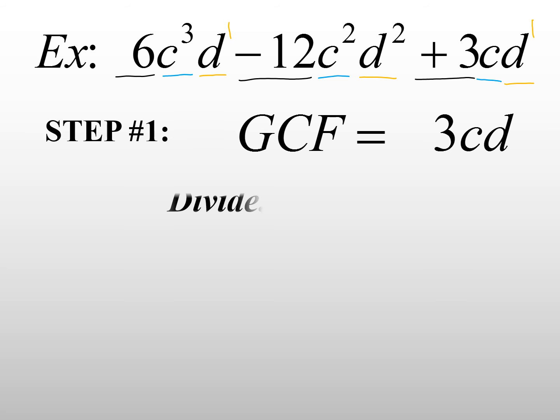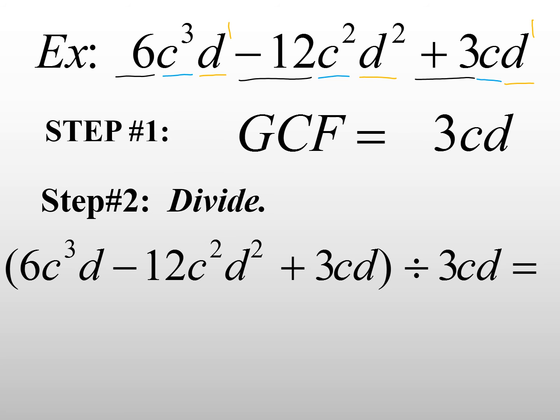Okay, our next step will be to divide. So we will be dividing 6 times c to the third power times d minus 12 times c to the second power times d to the second power plus 3 times c times d. This whole expression divided by 3 times c times d. We're going to go ahead and divide each one of those individually.